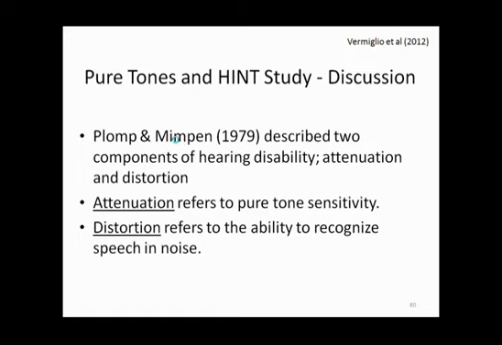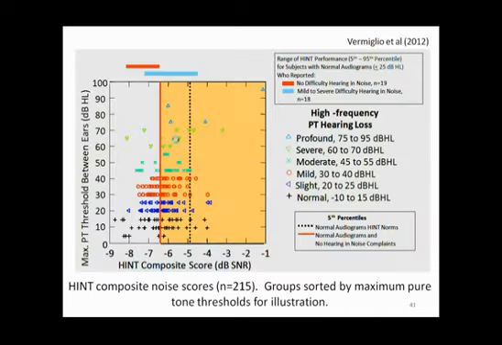Plomp and Mimpen described 2 components of hearing disability, attenuation and distortion. Attenuation refers to pure tone sensitivity. Distortion refers to the ability to recognize speech in noise. So here is our graph. I've illustrated with this red line a group of folks from a previous study that reported no difficulty hearing speech in noise. This is the 5th percentile through the 95th percentile for the distribution of HINT data for those subjects.